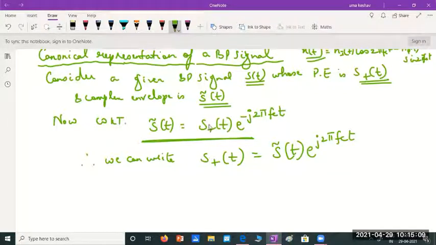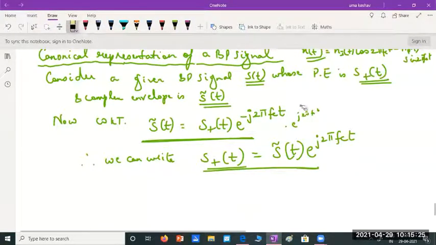The right side will become s plus of t into e power minus j2 pi fct into e power plus j2 pi fct. So plus and minus, this will become 1. That's how you can get an expression for s plus of t. So we are multiplying the equation throughout with e power plus j2 pi fct, so I'll be able to get the expression for the pre-envelope in terms of complex envelope.